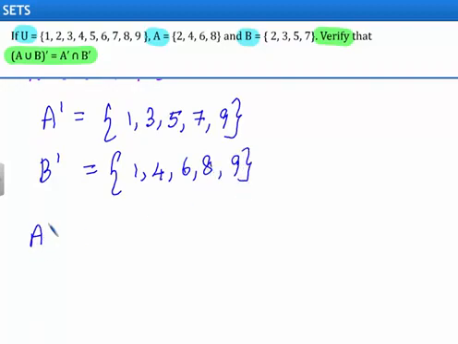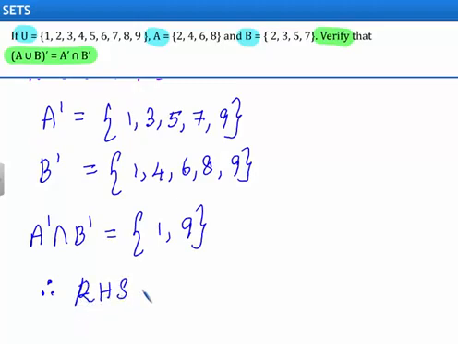Next we need to find A complement intersection B complement. This will be equal to set of elements which belong to both the sets A complement and B complement. They are 1 and 9. Therefore, RHS is equal to 1 and 9.